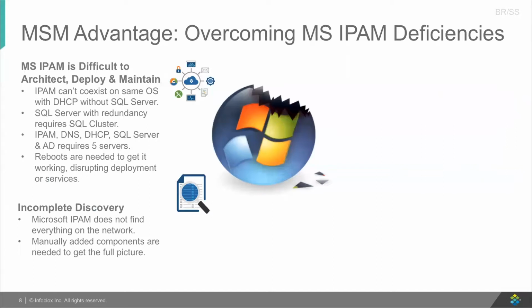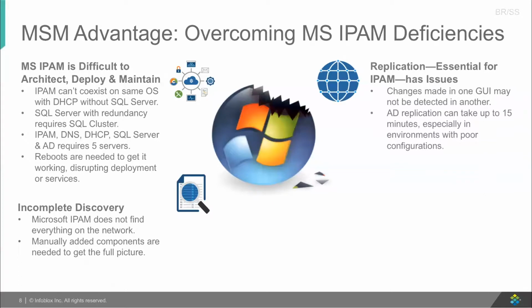Right. So the discovery is somewhat lacking. There is some discovery, but it doesn't find everything that's out there on the network. So you often have to manually add additional devices, components, IPs, and possibly even networks to get the full picture. So this is an advantage for our Microsoft management solution because we do provide very robust discovery capabilities. How about replication?